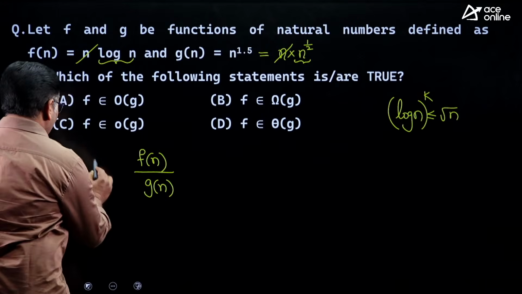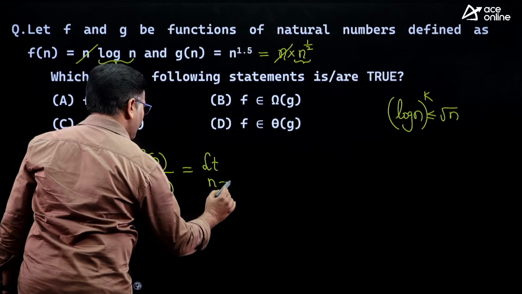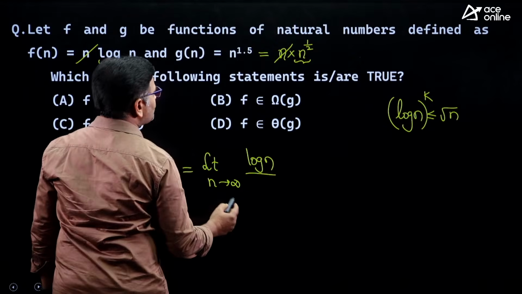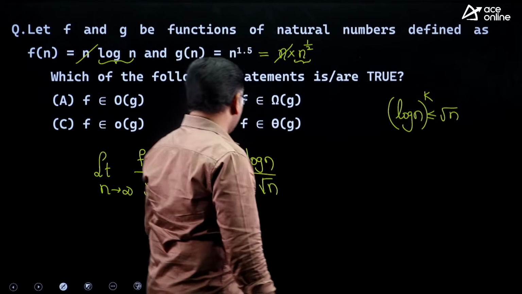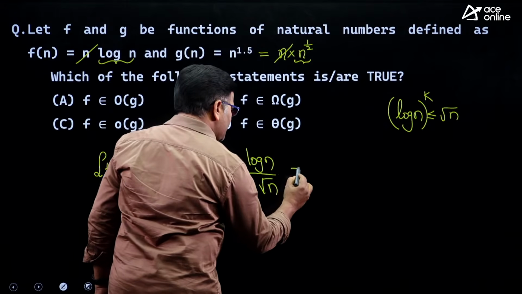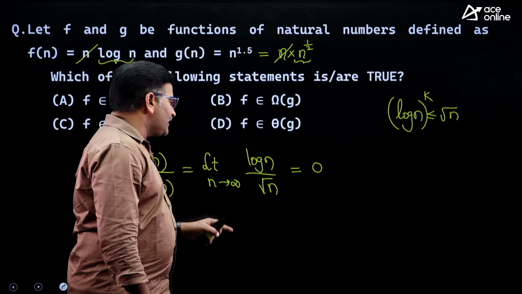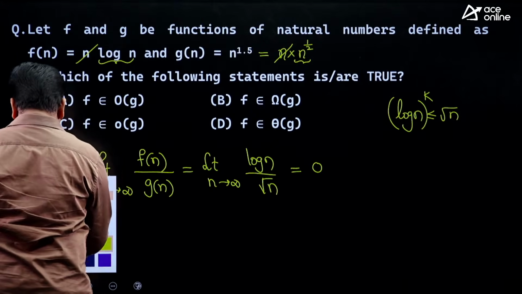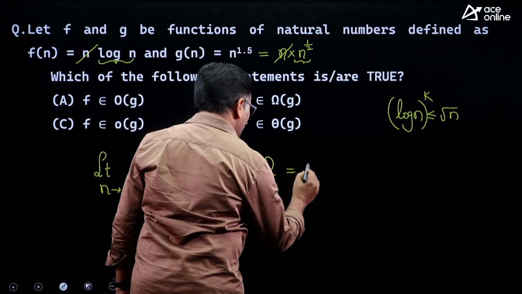Otherwise you can apply the limit formula: limit as n tends to infinity of f of n by g of n, which equals limit n tends to infinity of log n in the numerator and root n in the denominator. We know that the log n value is always less than or equal to root n. It means the numerator value is smaller and the denominator value is larger. Whenever the denominator increases, this value must approach 0, is it correct friends? Or else you can apply L'Hospital rule as n approaches infinity. Just apply L'Hospital rule, which equals limit n tends to infinity.